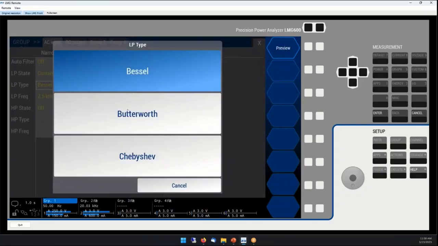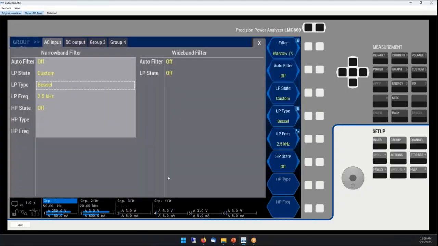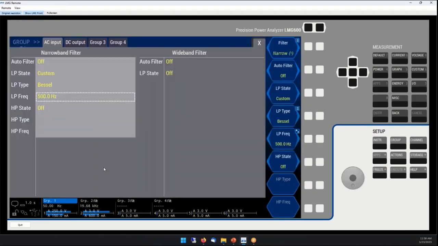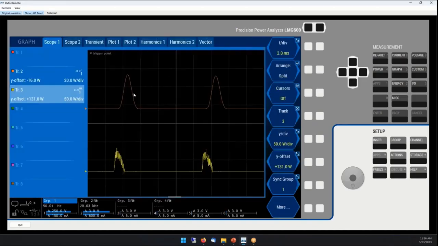I have the option of Bessel, Butterworth, or Chebyshev filters. Let's just, to see the difference, make it 500 hertz. Okay. Go back to the graph and see the effects.